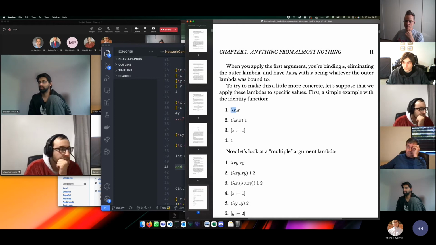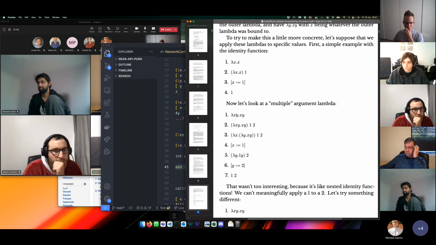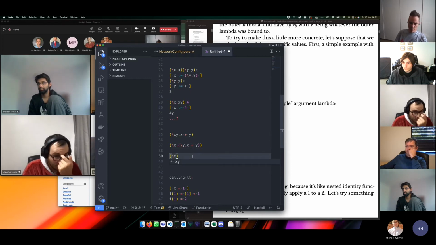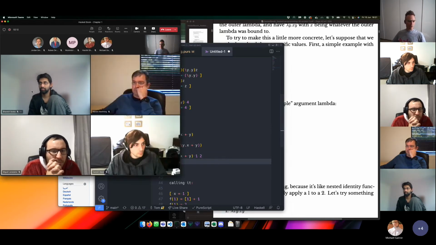First, a simple example of the identity functions. What are we doing now? Are we going back to the start of this stuff? That looks kind of simple. We did that, right? Multiple argument lambda. Okay. I think the point is maybe we should do one of these just to reduce it to see how it looks. And you guys can help me here. So if we go lambda x y dot x plus y, and we give it 1 and 2, who wants to help me reduce this?